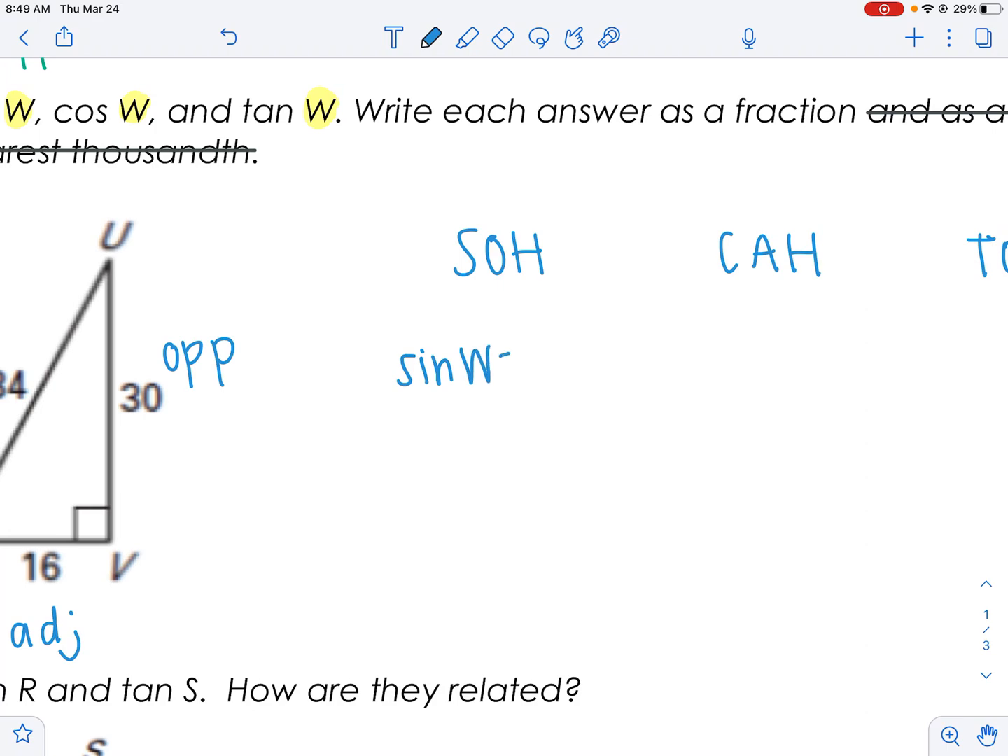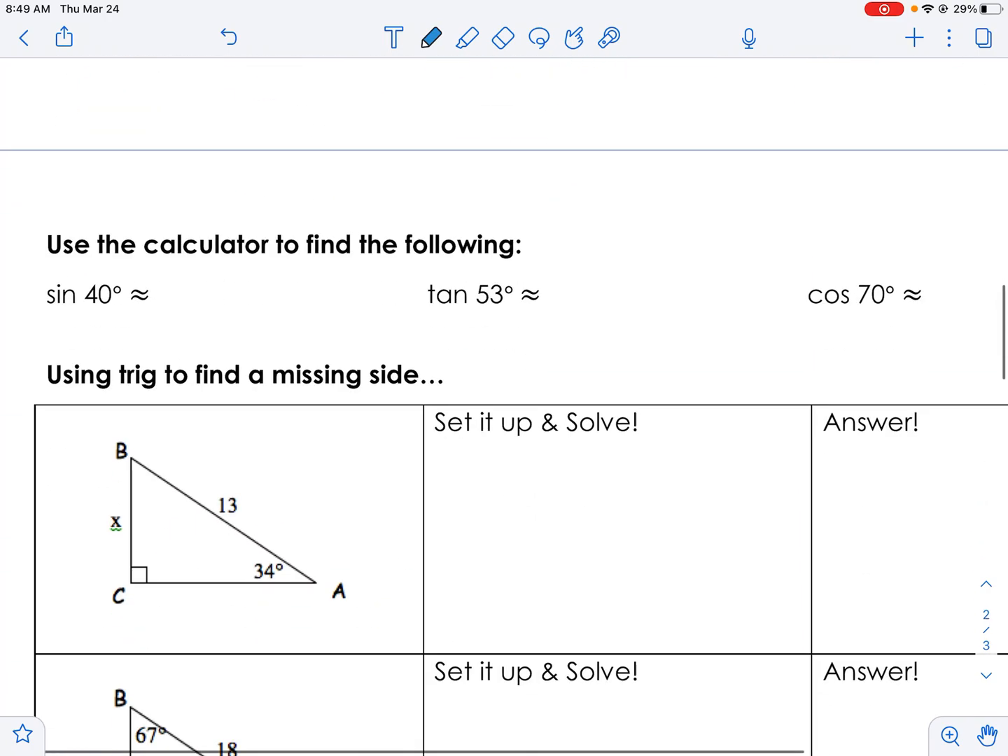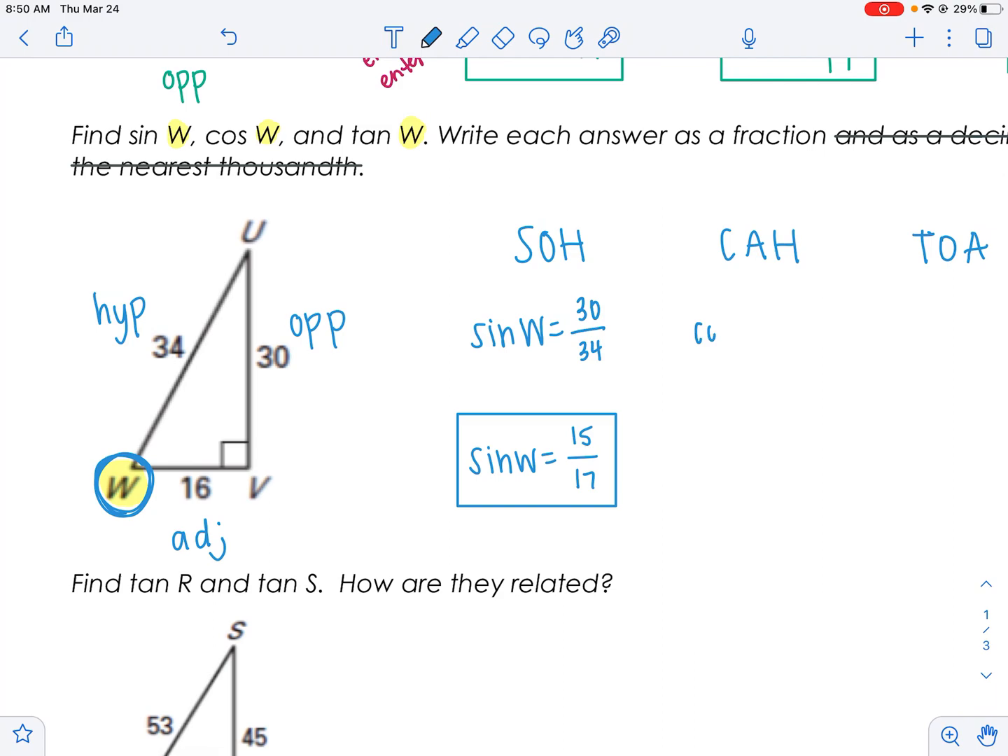So if I'm using SOHCAHTOA and filling in those formulas again, sine of W is O over H. So sine of W would now be 30 over 34. And 30 over 34 is going to simplify down. If I divide each piece by 2, that would be 15 over 17. Remember, you can go to the calculator, type it in, and then press math, enter, enter. It's just a little trick.